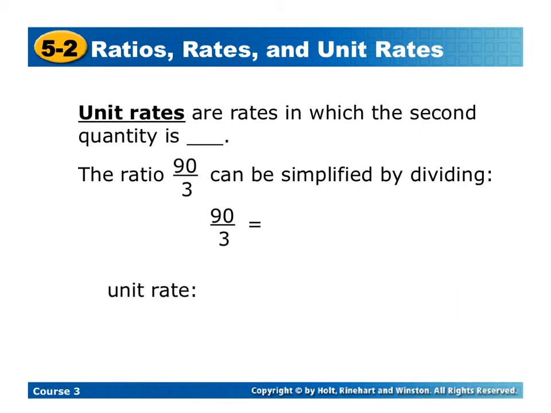When we talk about rates, we also have to talk about what are called unit rates. And unit rates are rates in which the second quantity is always 1. So in other words, the denominator is 1. So you're finding out how much it is per one thing. So per item, per hour, per minute. So here the ratio 90 over 3 can be simplified by dividing. So 90 divided by 3 would give us 30. So our unit rate, if we're talking miles per hour, would be 30 miles per hour.